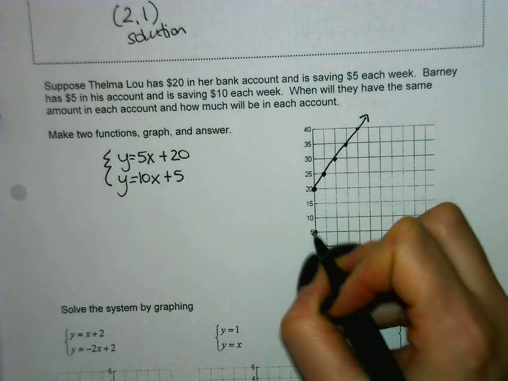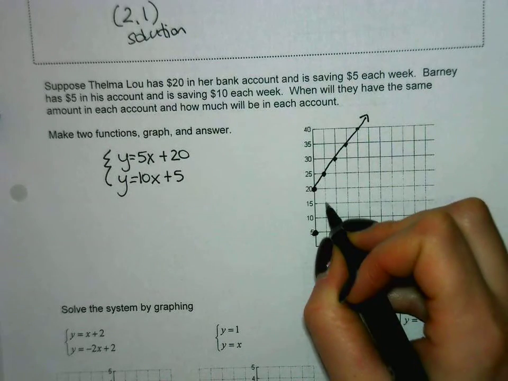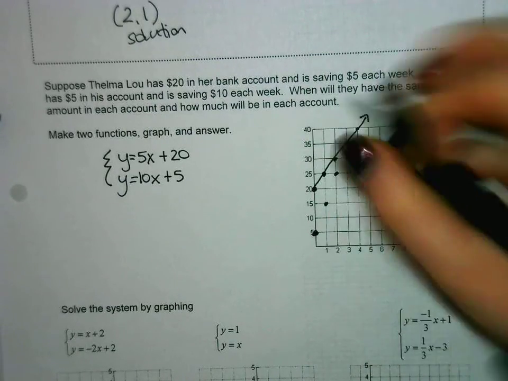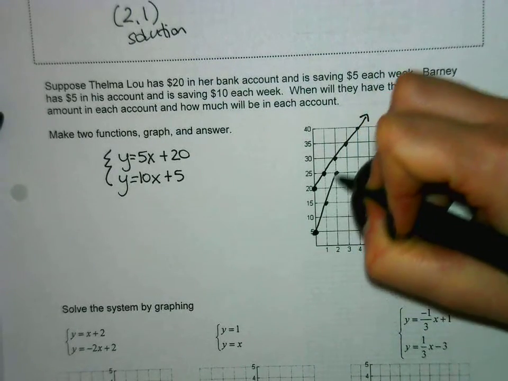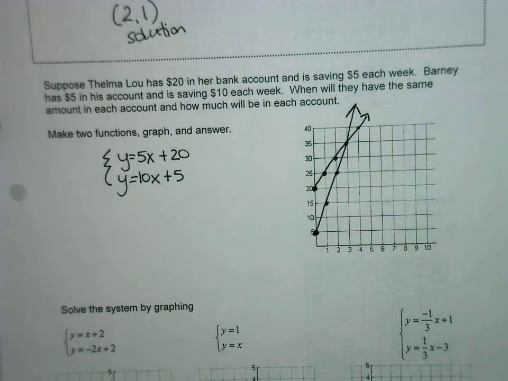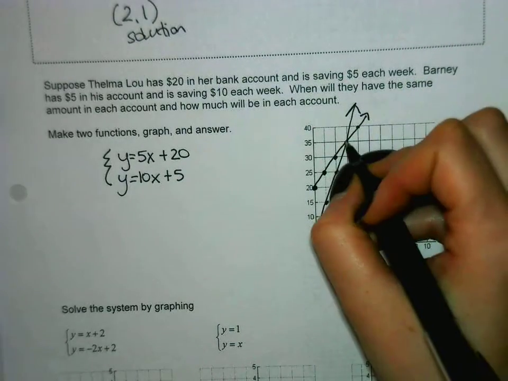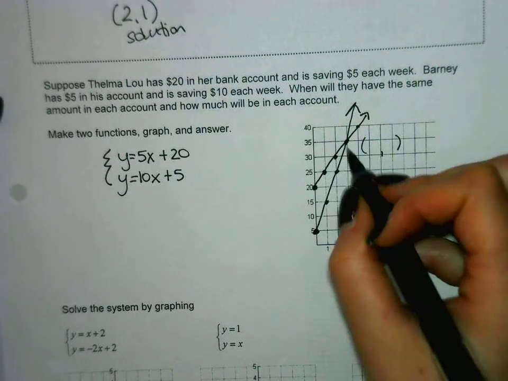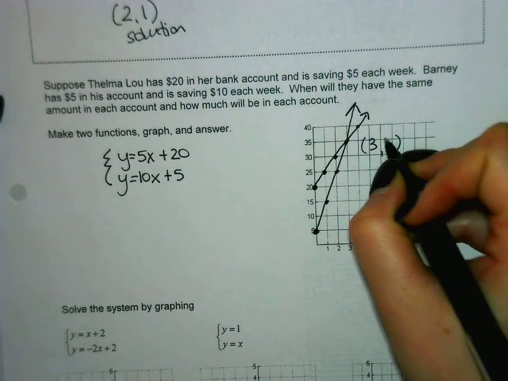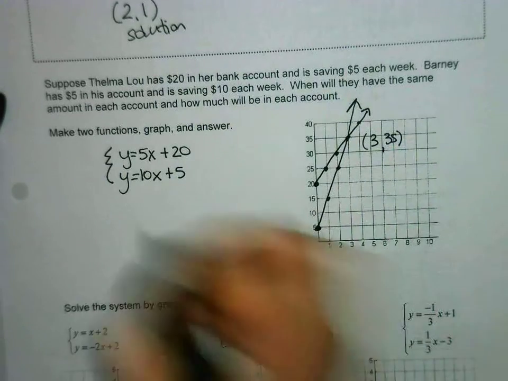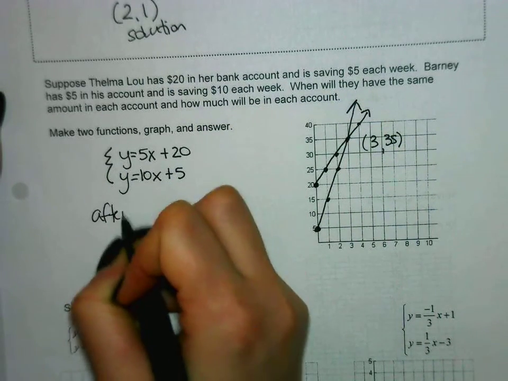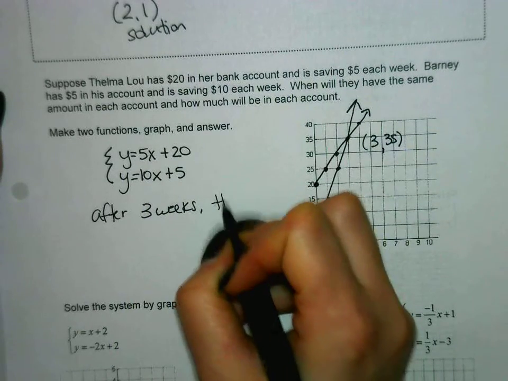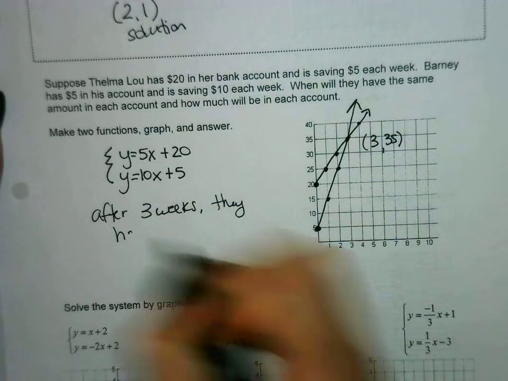Barney starts with $5, and he's adding $10 each week. So looking at our system of equations, our solution is where our two equations intersect, and they intersect at (3, 35). So that means after 3 weeks, they both have $35.